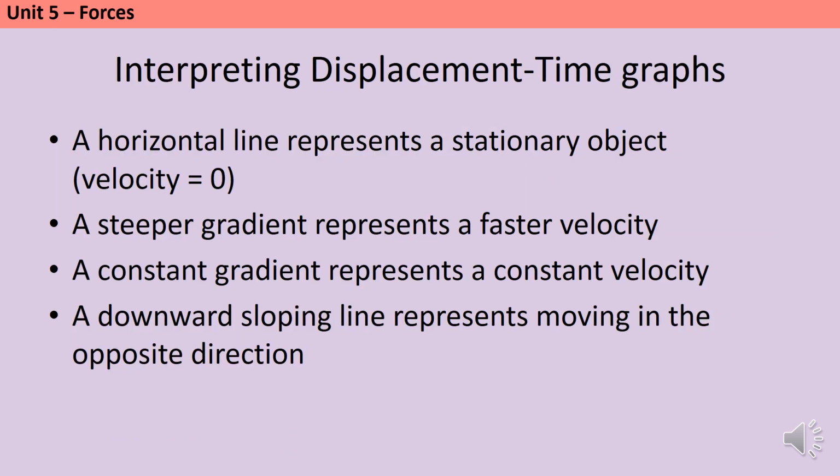If we're looking at a displacement time graph, our first 3 points are basically identical, except now we're saying velocity rather than speed, because we're dealing with vectors, not scalars, and they can be negative. So a horizontal line still represents a stationary object with a velocity of 0, a steeper gradient represents a faster velocity, and a constant gradient represents a constant velocity. But the one extra point that we can say with a displacement time graph that we can't say with a distance time graph is that a downward sloping line represents moving in the opposite direction.